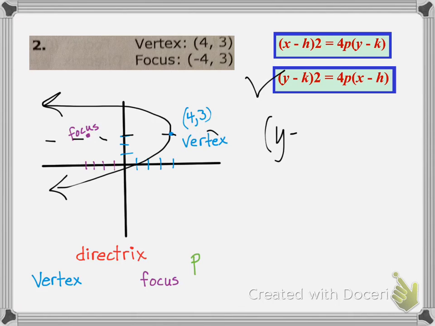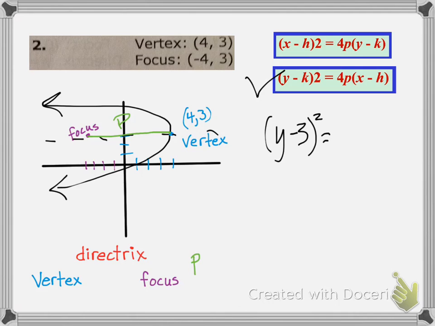y minus the k value, which is the second one, the 3, squared, is equal to 4 times the value of p. We didn't find p yet. Again, p, what is it? p is going to be half of the distance between the focus and the directrix. Again, this is our p.